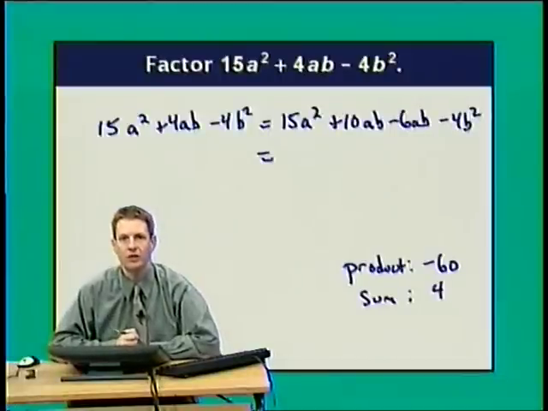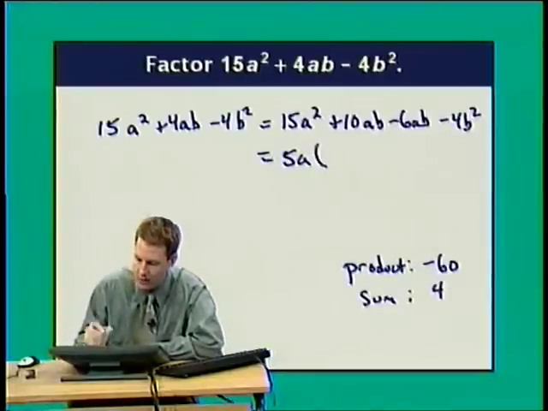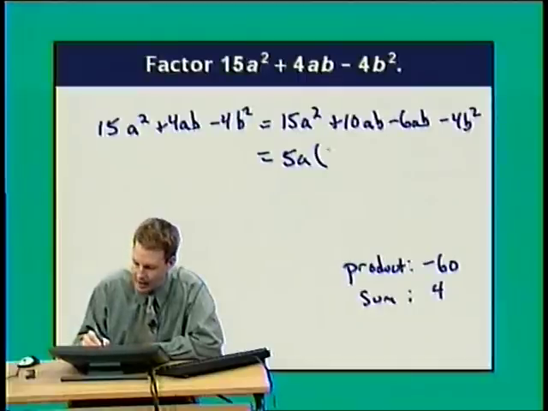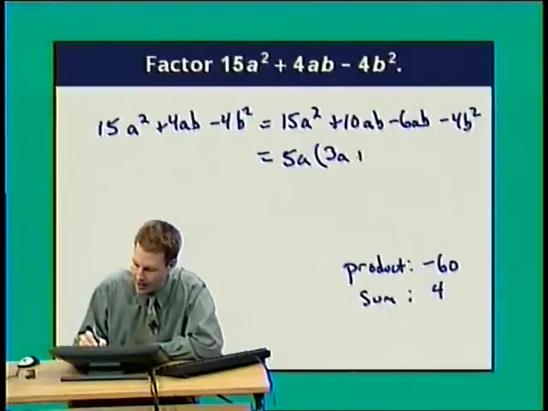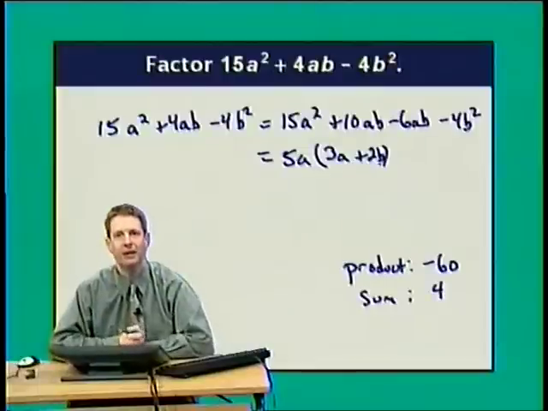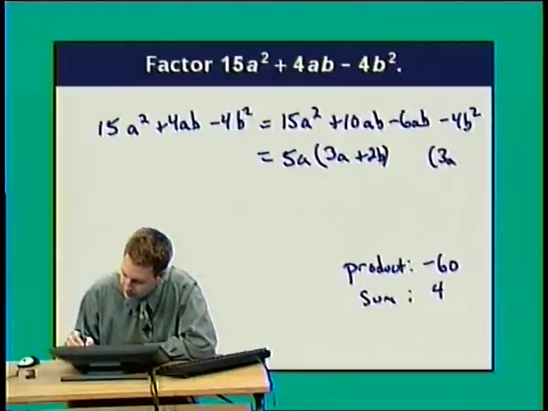Looking at the first two terms, I have a common factor of 5, and I have a common factor of a. So when I factor out 5a, what do I leave behind? I leave behind a 3 and an a in my first term, and I leave behind a 2 and a b in my second term. Now I want to factor the second pair of terms in such a way that I also leave behind 3a plus 2b.